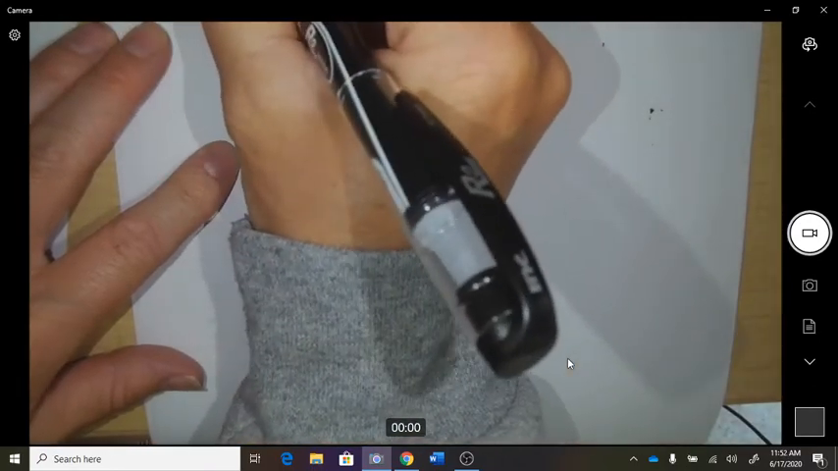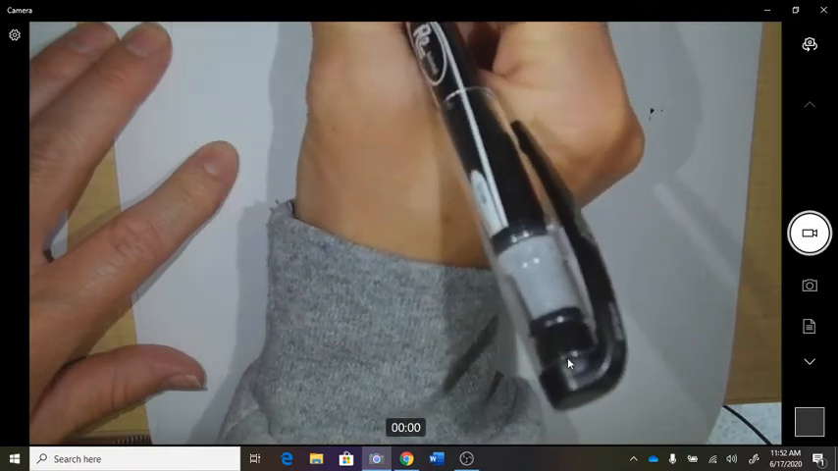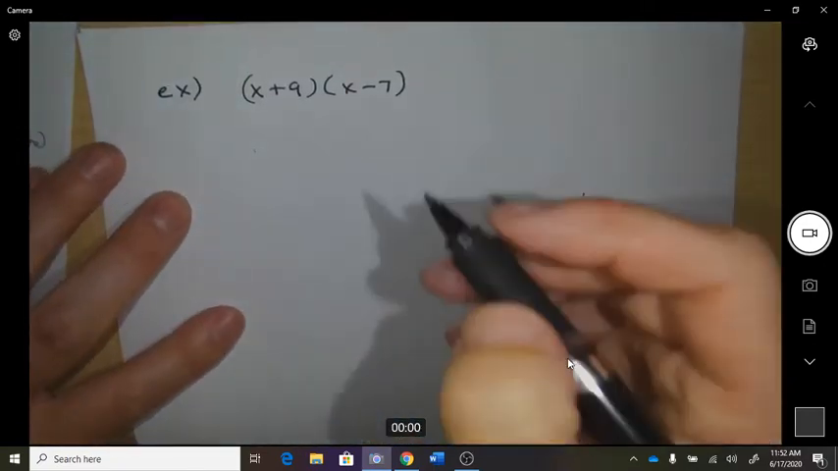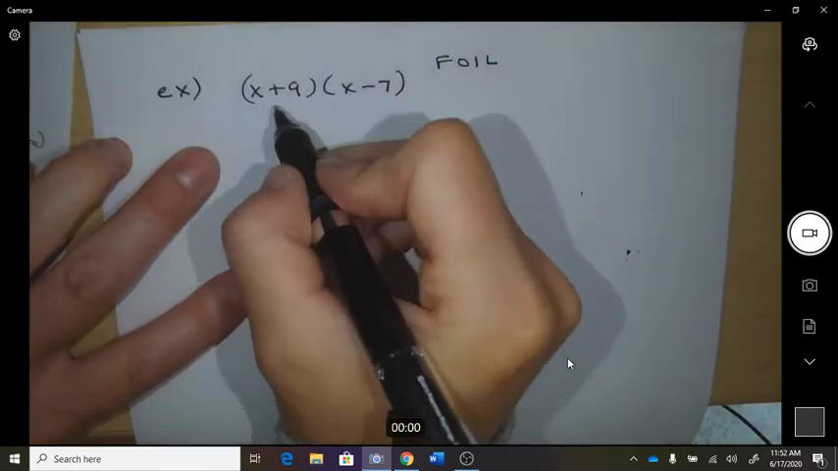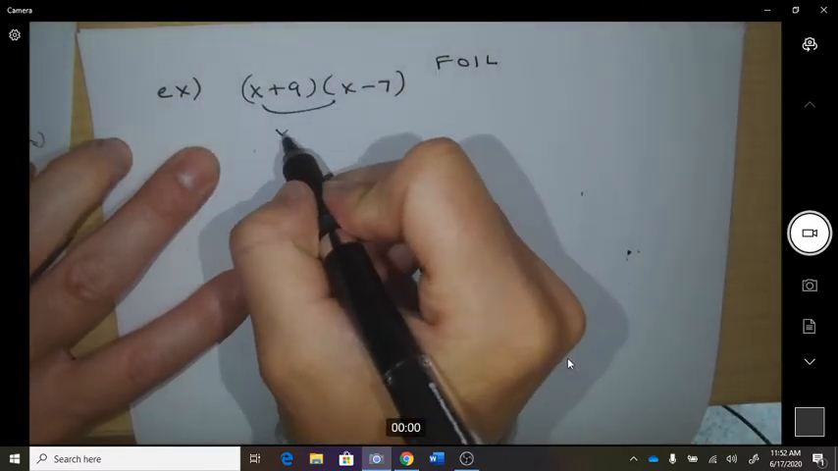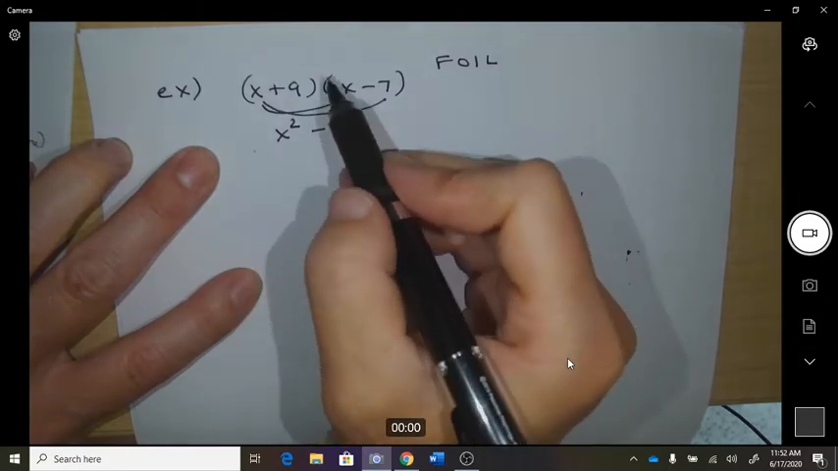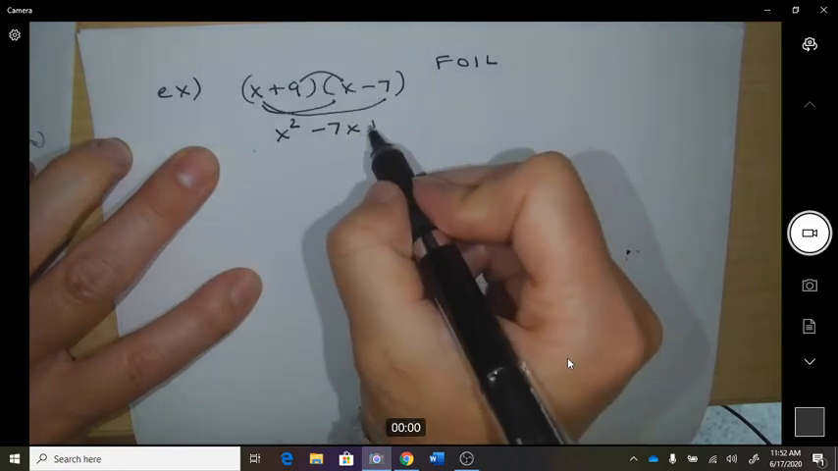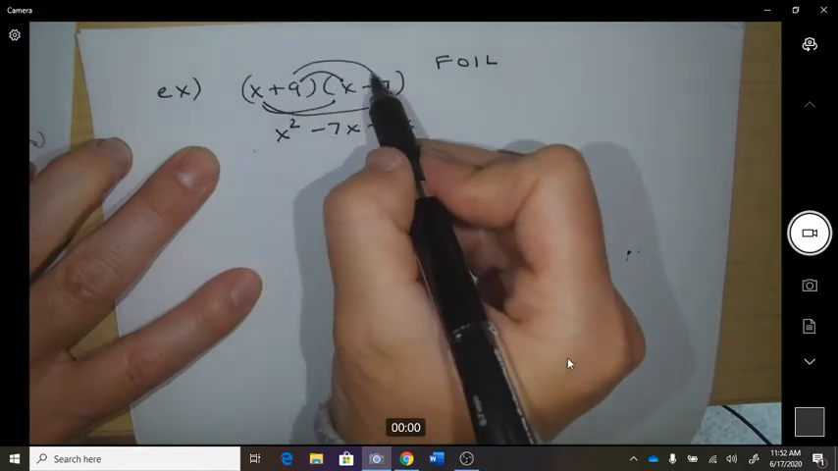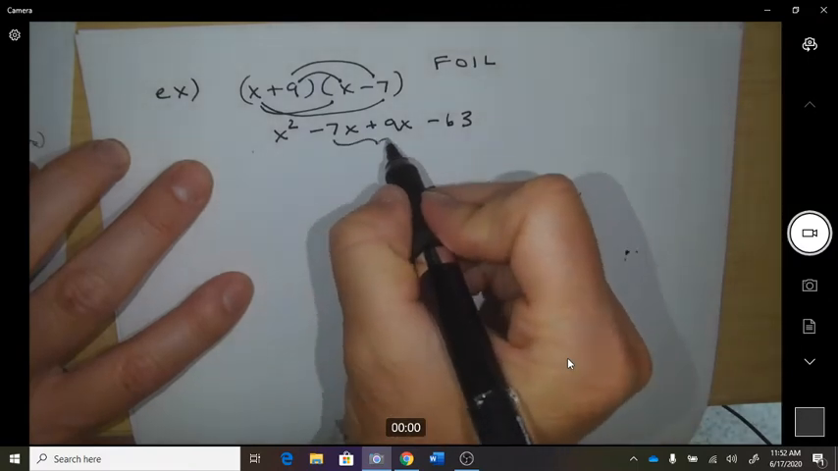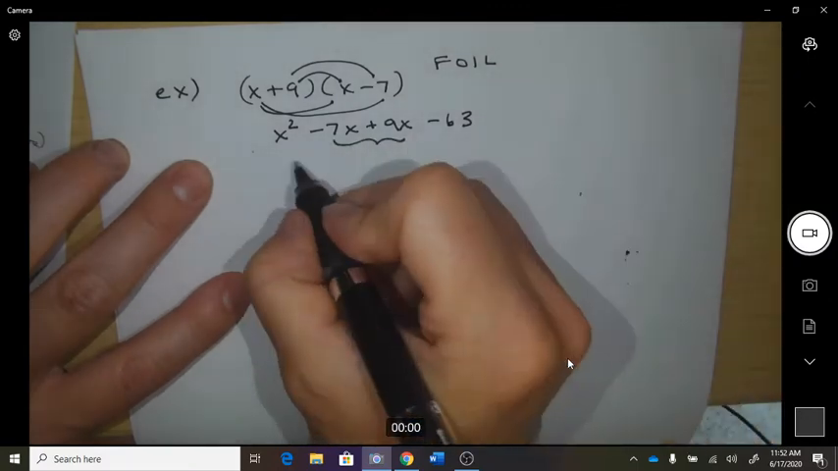All right, next example. Okay, so same FOIL system. First times first, x squared, outsides, negative 7x, insides, plus 9x, and last, negative 63. And here too, I can put those two terms together.